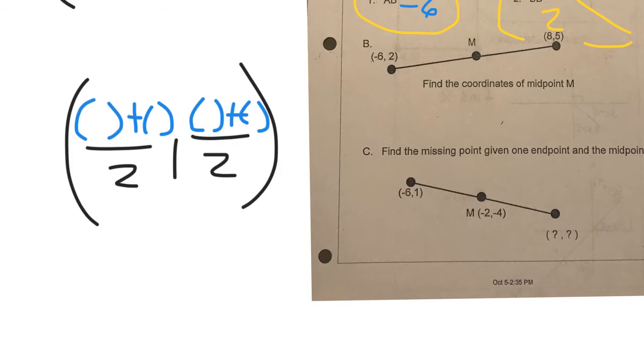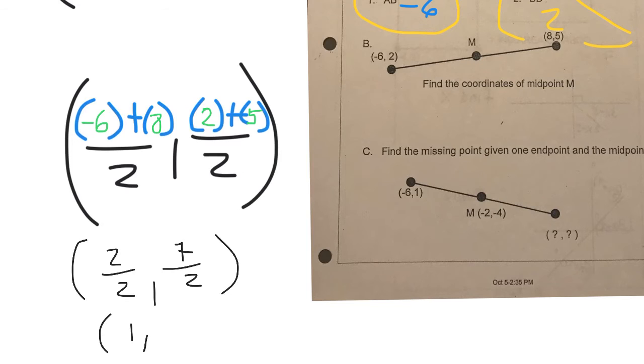So that is -6 plus 8. And then we have 2 plus 5. On the next line, we could sort of simplify that further. -6 plus 8 is 2. 2 plus 5 is 7. So we're looking at 1, 7 over 2. 7 over 2 is literally 7 divided by 2, also known as 3.5. Hopefully the teacher is cool with that.